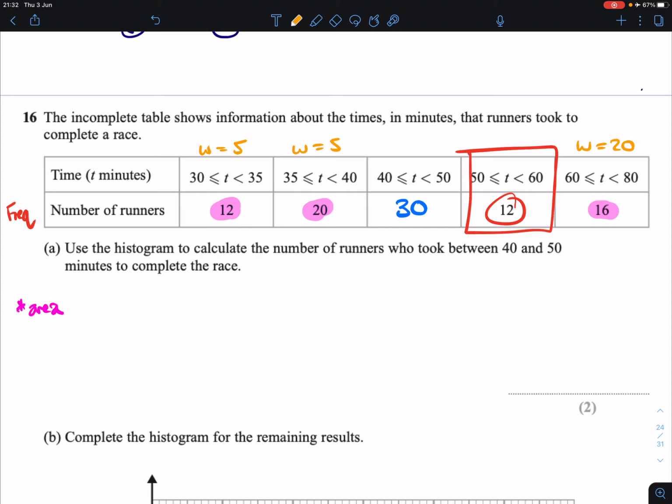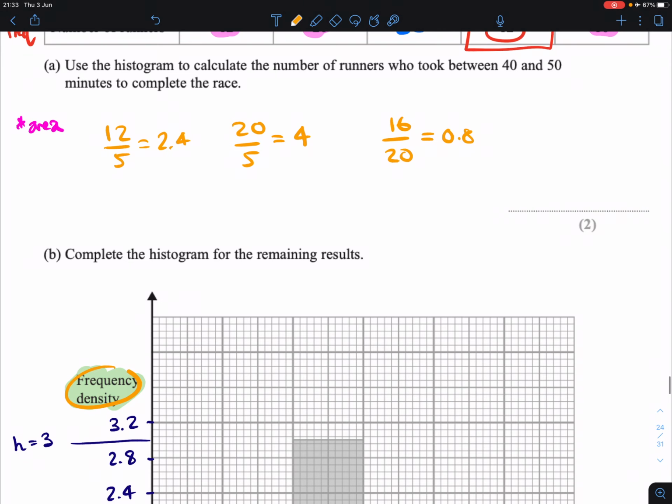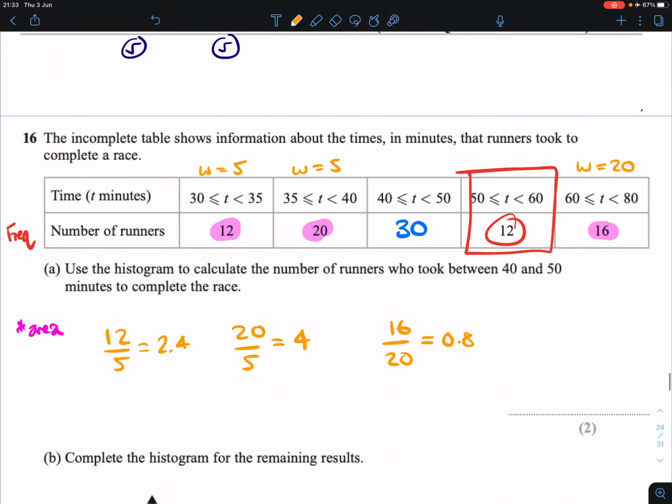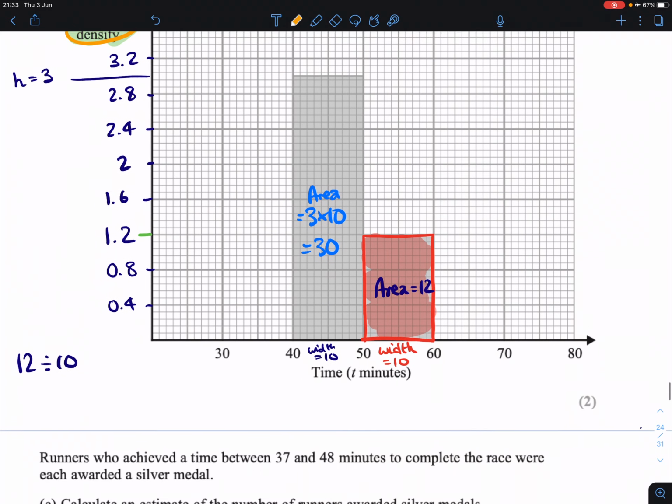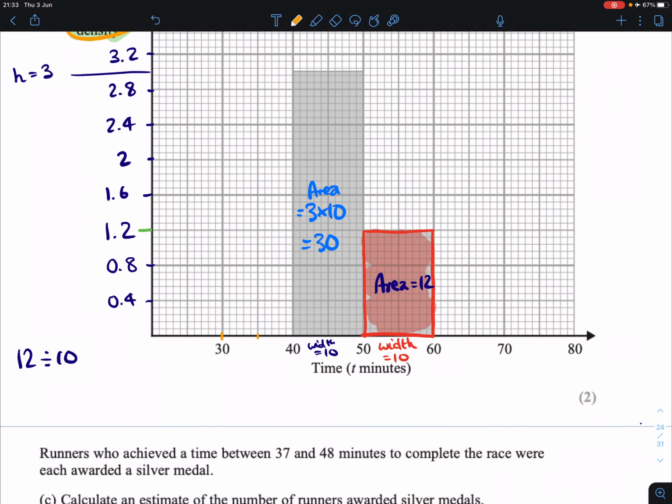And then we take each of these areas, 12, 20, and 16, and divide by the widths, 5, 5, and 20. And the answers we get here, 2.4, 4, and 0.8, are going to be the frequency densities, the heights of our bars. So the first bar, 30 to 35, has a height of 2.4. Therefore, that bar is going to be like so.